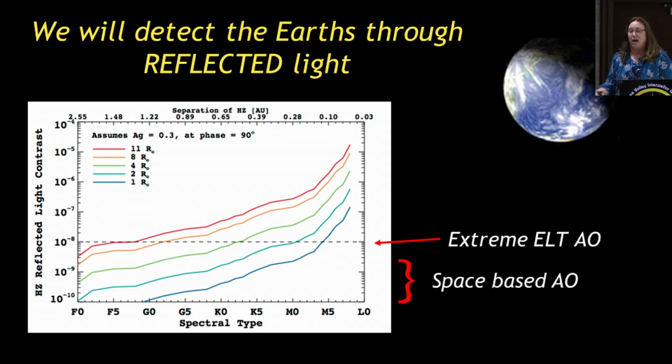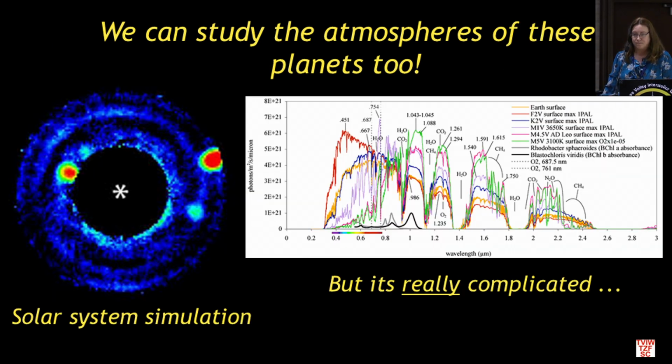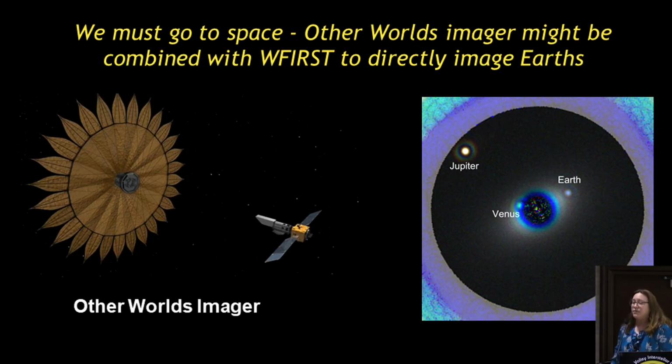Even using adaptive optics on an extremely large telescope from the ground, we can't detect an Earth around a sun-like star. So we're going to have to go into outer space. And obviously, if you take a picture of the planet, you can put a prism in the field of view, and you can get the spectrum of the planet too. But we're going to have to use specialized missions to do this, and there's a lot going around.